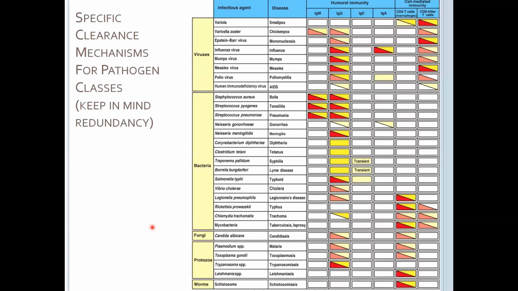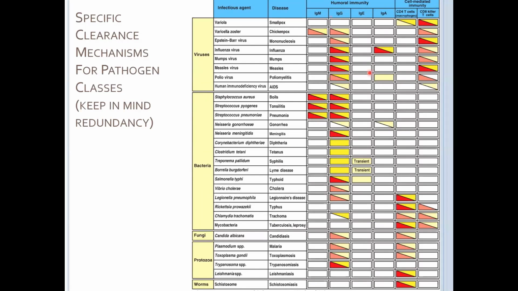I'm almost done here. This just shows kind of echoing back that first slide I showed you where we have these really different types of pathogens we're faced with, different sizes, and that requires really different types of effector mechanisms, determined by whether or not the pathogen is small enough to fit inside a cell. If it doesn't fit inside a cell, then there's no point for CD8 T cells because they can only kill host cells that are infected with something.